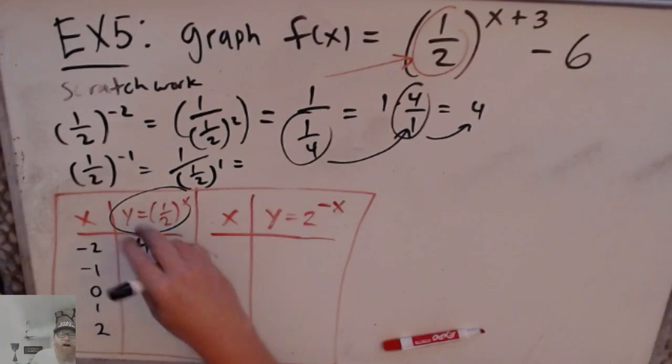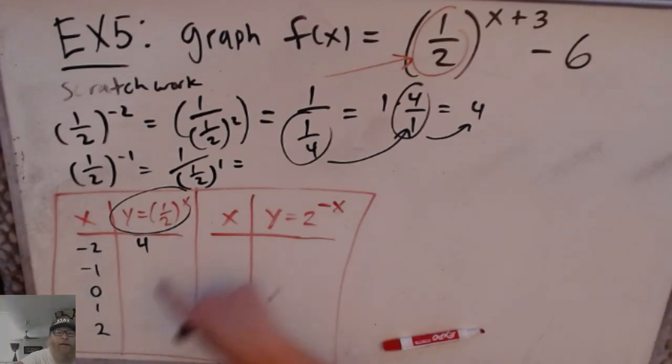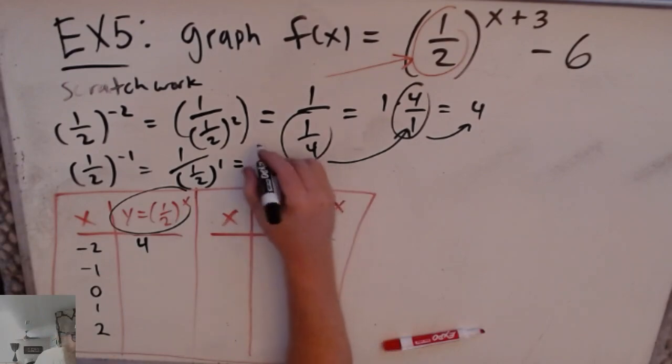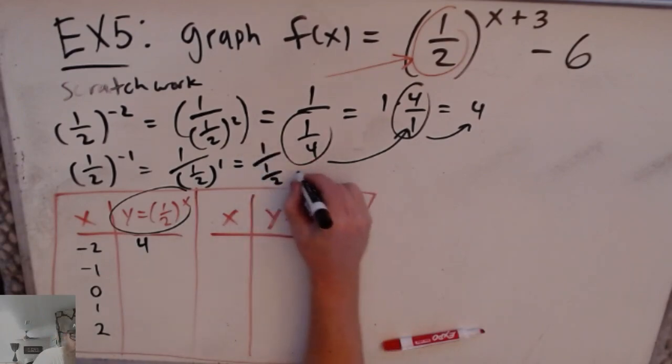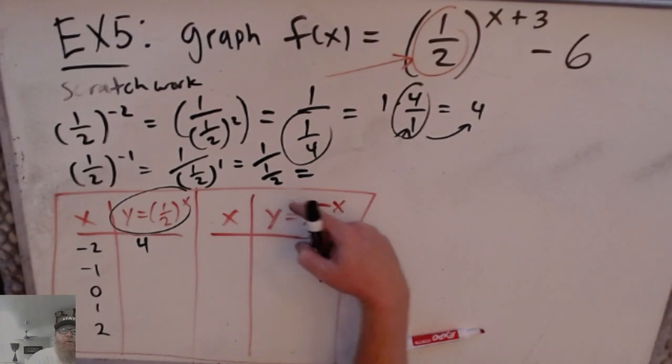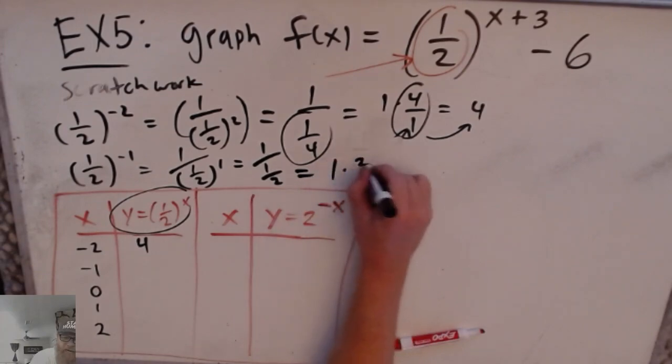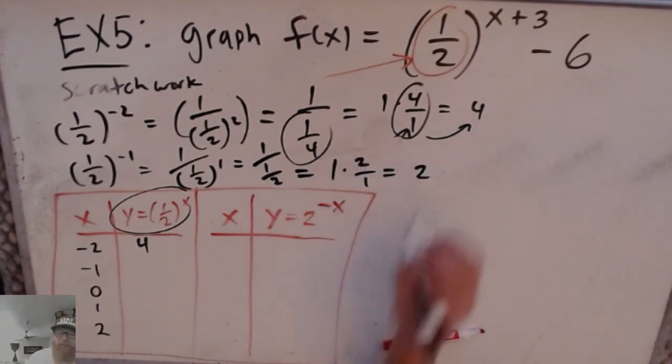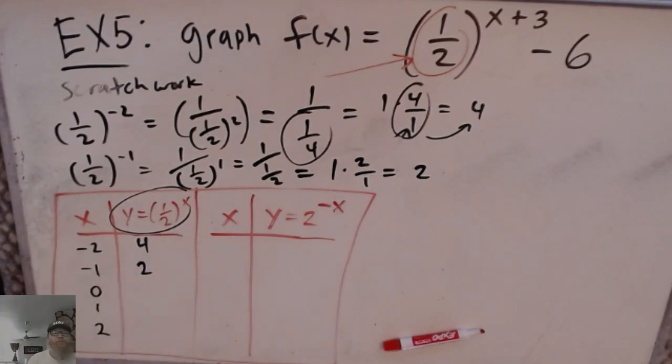This is why people oftentimes don't like to do it this way. For some reason, the mind gets all tripped up with fractions. So you've got 1 over 1/2. Well, 1 over 1/2 is 1 times 2 over 1, which is just 2. If you don't like to do it that way, then do it the other way. You're going to get the same result. Let me finish this table first.